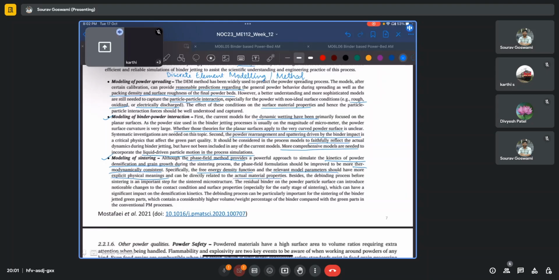And the debinding process is also an important step for the sintered microstructure, where the residual binder can introduce noticeable changes in the contact condition and the surface properties, which can in turn affect the densification kinetics to a very great extent. The debinding process can also be particularly important for the sintering of binder-rich green parts, which have a far higher volume to weight percentage of the binder compared to other green parts.